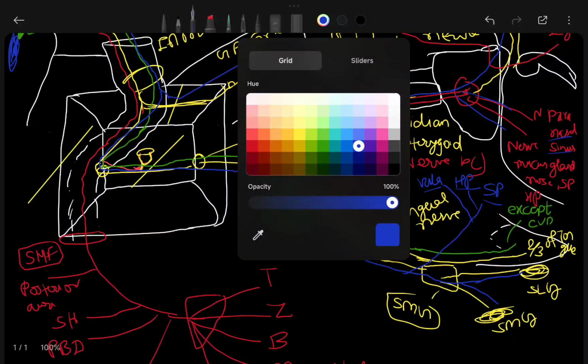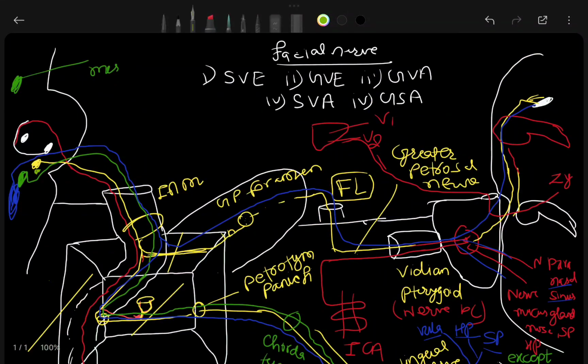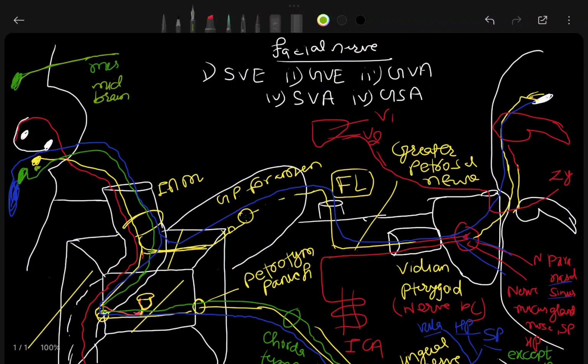And the very last one is the course of the general somatic efferent, whose nucleus is present in the midbrain, and it carries proprioception. Let me go through another color.